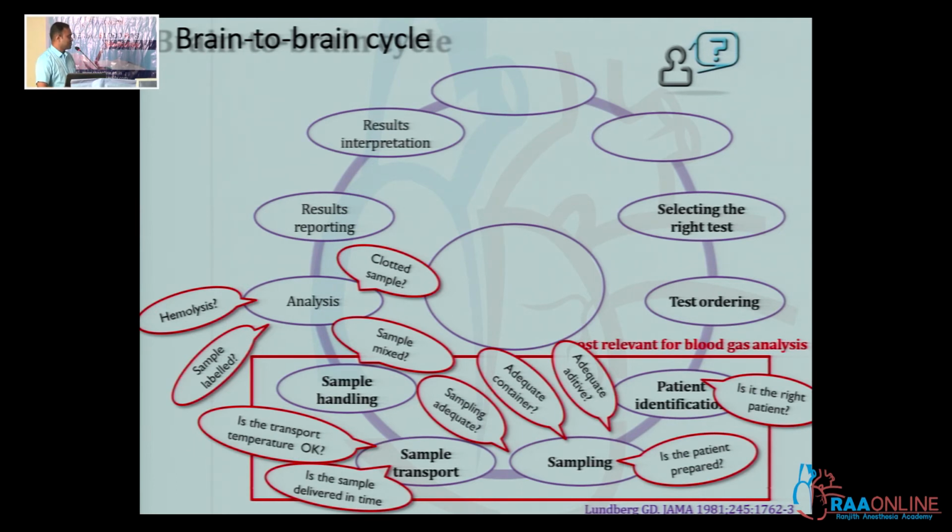Once the transport is done, in sample handling, whether you mix the sample properly with the additive agent, or the type of analysis, the lab person says the sample is clotted and there is hemolysis. So a lot of things go through our mind. All these doubts I'm going to carry forward one by one.